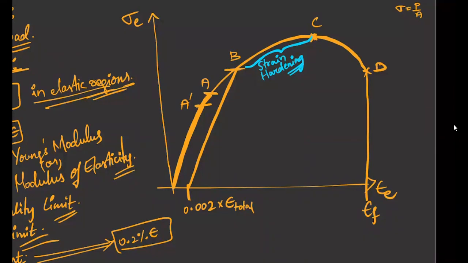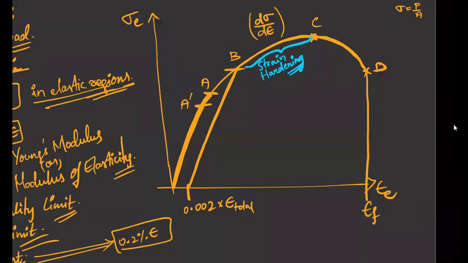So usually it is denoted mathematically like this. That is the rate of change in my stress with respect to my strain. This is what my strain hardening effect is. We'll discuss what the reasons are in the full course.